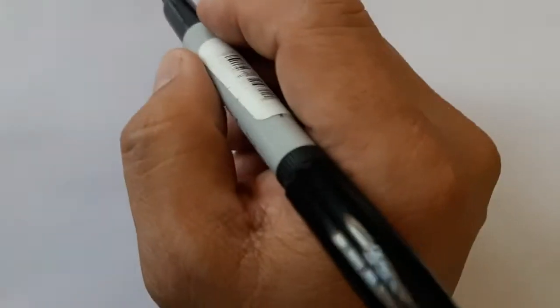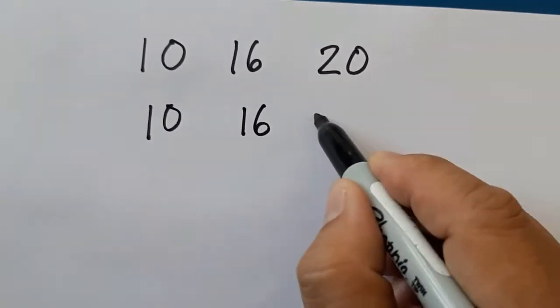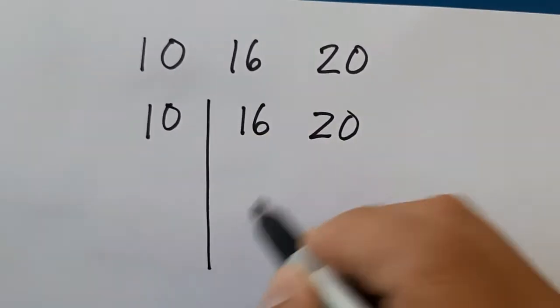All right, let's take another problem with three numbers on it. Let's take your LCM and GCF, all right? So we're going to start out by writing 10, 16, and 20. I want to make a table on it. There you go.